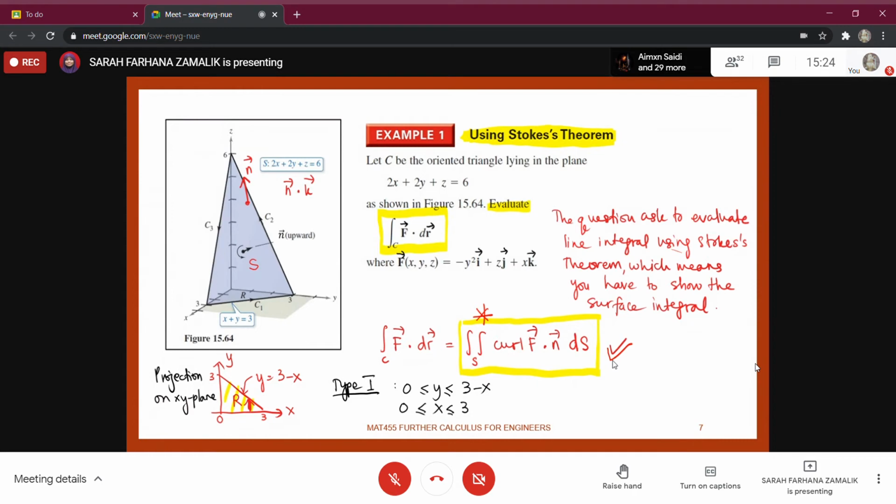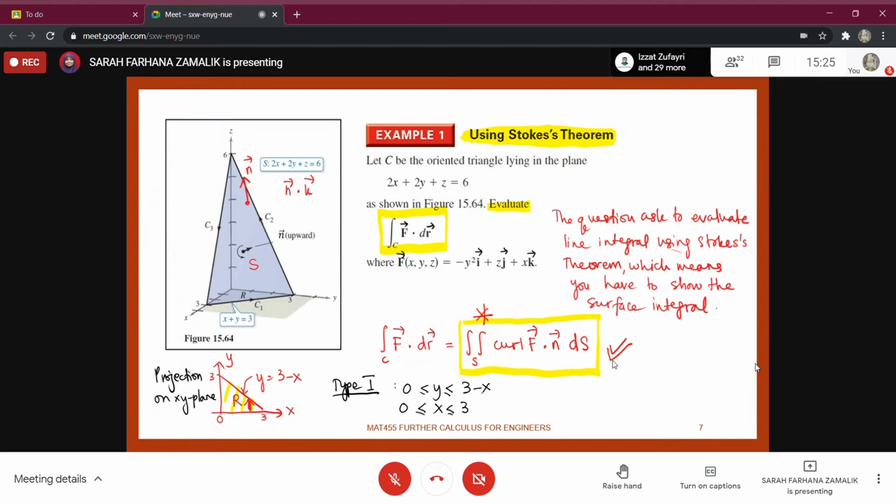Okay. So that's why I told you, you must recognize the given integral. If the question asks to use Stokes Theorem, in this case, evaluate line integral by using Stokes Theorem, therefore, you must show the double integral, surface integral, curl F dot with unit normal n dS. Which means you must show the double integral. Okay. So vice versa, it is the same. If the question asks to evaluate the surface integral, which is the curl F dot with n, you must show the line integral. Okay, so for Stokes Theorem, it is just like this.